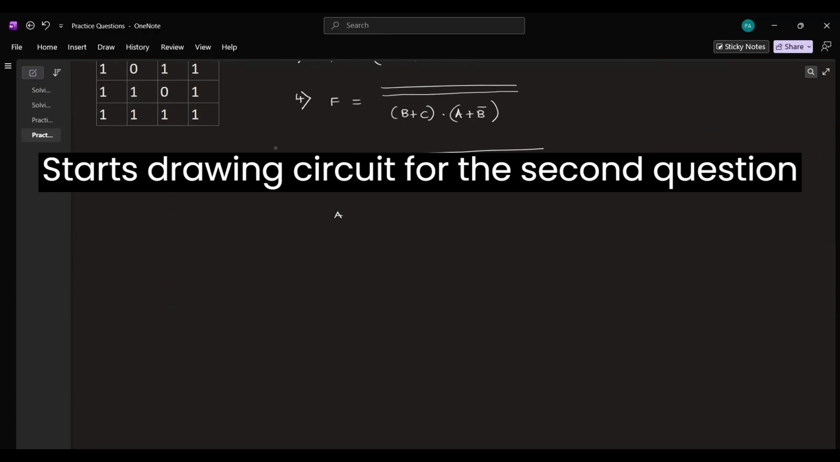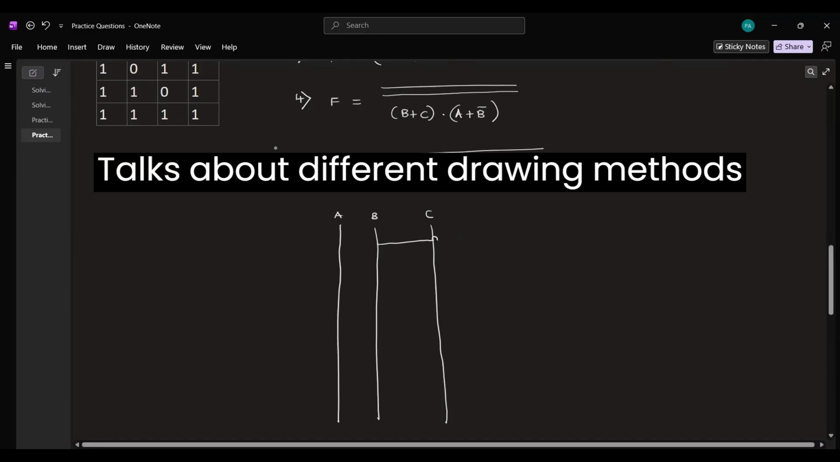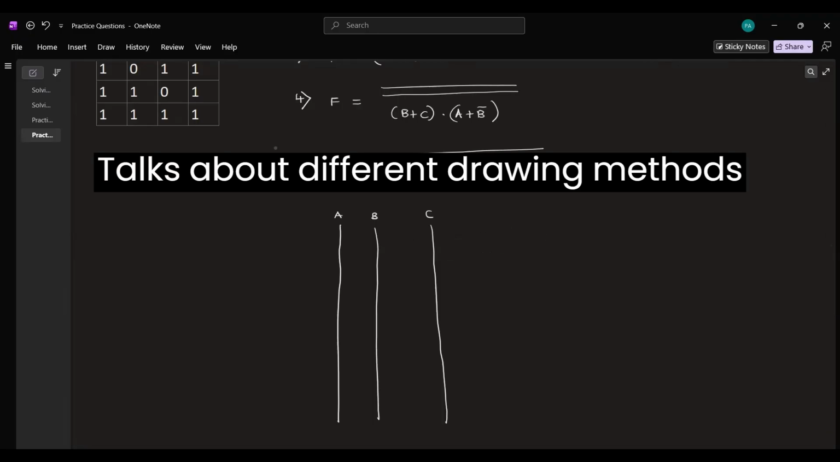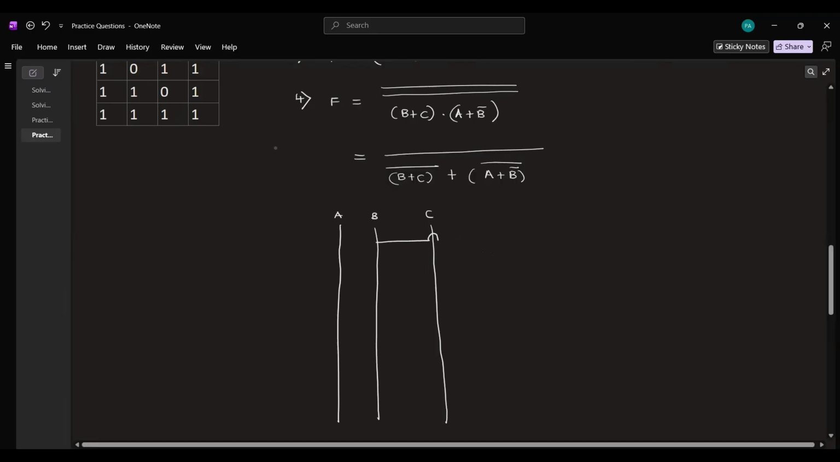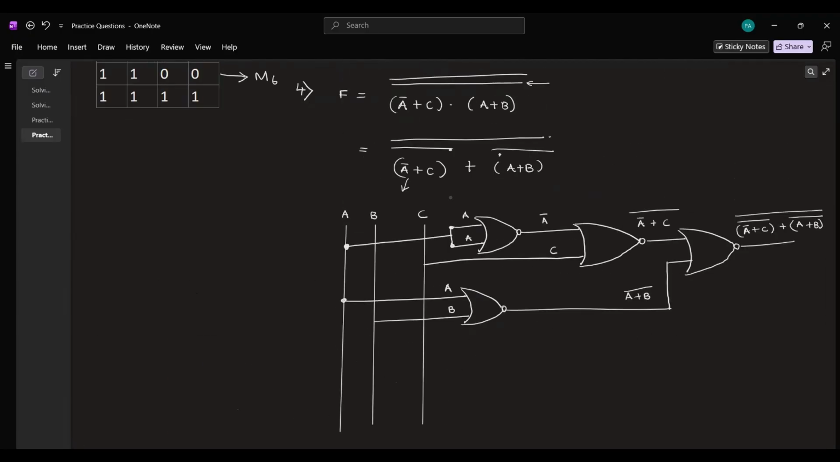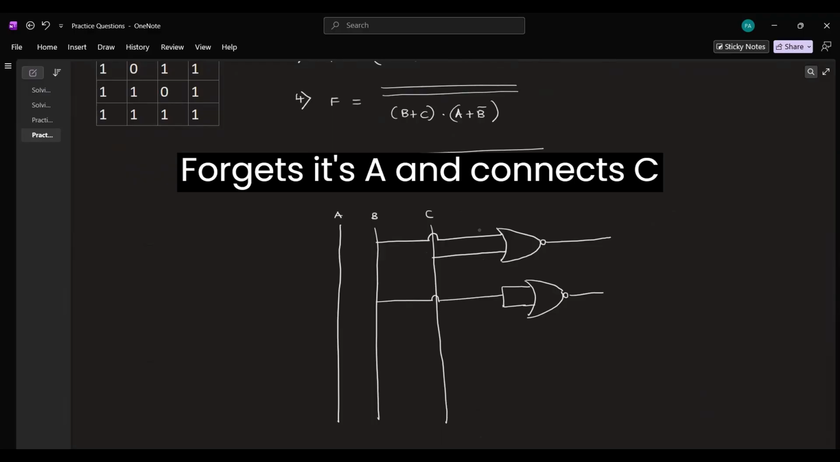So let's draw the ABC input lines first. This is another way of drawing lines, okay, denoting the jumps. So that's what I'm doing here. I'm denoting a jump. That's it. And then B bar and C will be sent through another NOR gate.